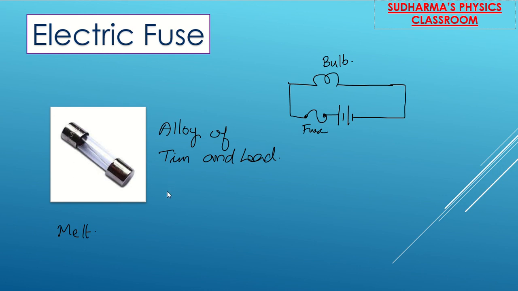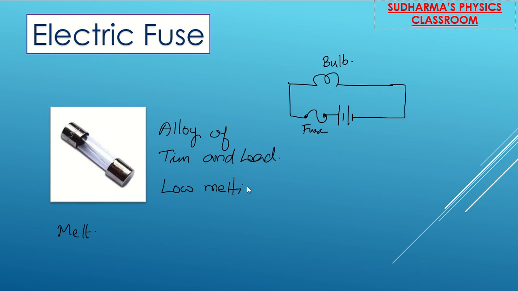Why do we have to use this alloy of tin and lead? You can see the fuse wire is very thin, right? So this fuse wire has to get heated up really fast. If excess current is flowing, then the heat should be more. Then only it starts melting. So the characteristic of a fuse wire is that it will have a low melting point.